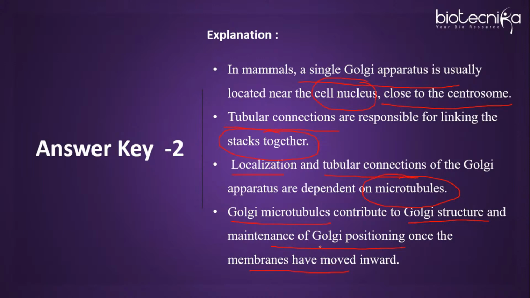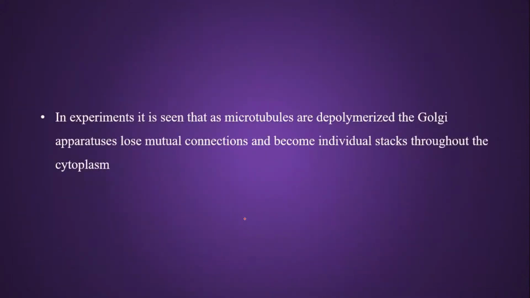So microtubules contribute to the Golgi structure and the maintenance of Golgi positioning once the membranes are formed. In fact, in several experiments it was proven that when microtubules are depolymerized, the Golgi apparatus loses the mutual connections and becomes individual stacks throughout the cytoplasm. Right? So that's why your correct answer is microtubules.